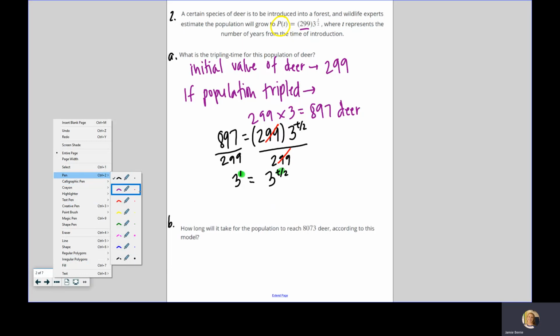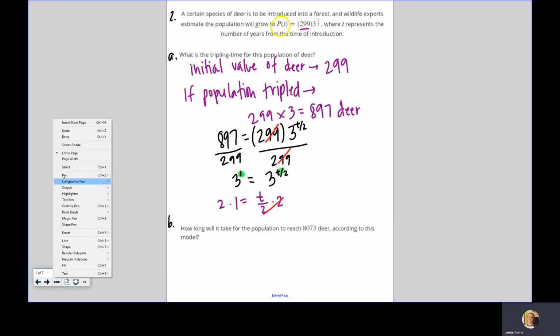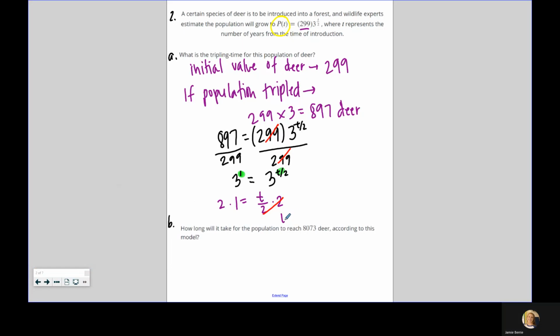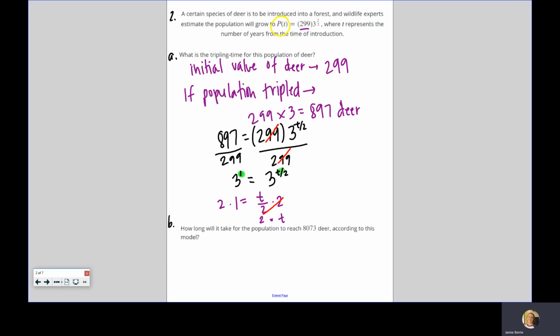All right, so we're just going to set the exponents equal. I'll use a different color since I'm switching to the exponent now. 1 equals t over 2. Now we need to solve for t, so multiply both sides by 2. It's going to cancel out on the right-hand side. You're left with t equals 2, because 2 times 1 is 2. And that tells us, since t is the number of years from the time of introduction, it's going to take 2 years for the population to triple. So let's write that in. That's our answer.